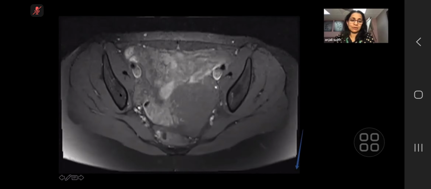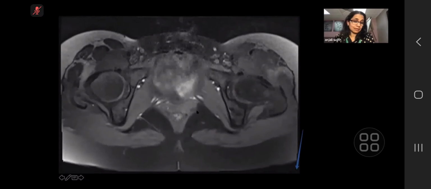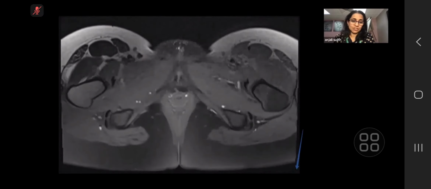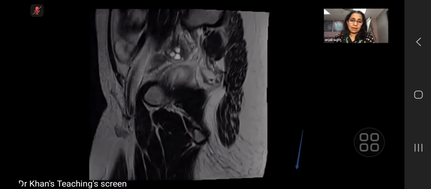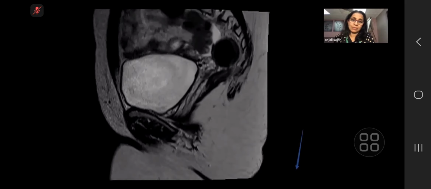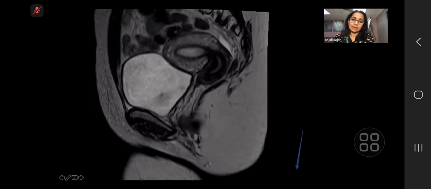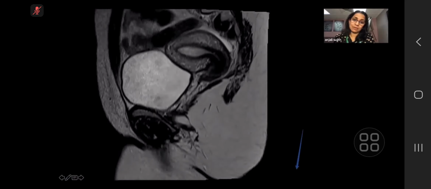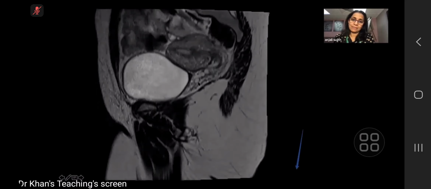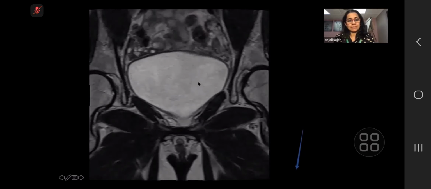Look at the bones, the marrow would look darker. And then again, we cannot differentiate the zones. It's a normal sagittal. We can already see an ovary has come up. As we come down, the beautiful trilaminar zonal anatomy of the uterine body and cervix. And then finally, we have a normal coronal.